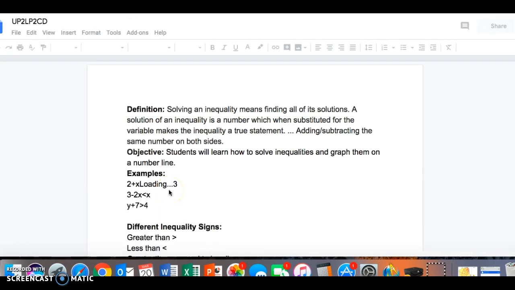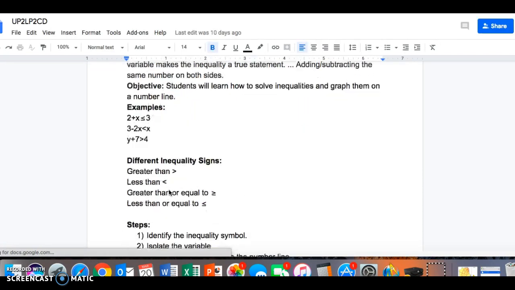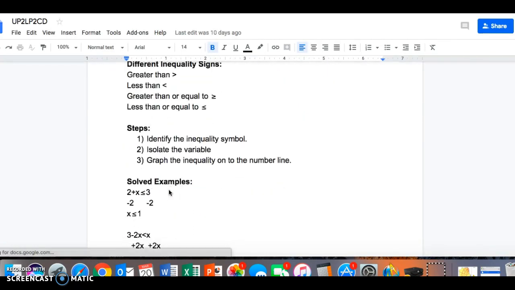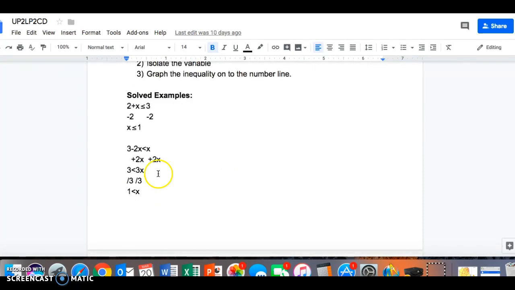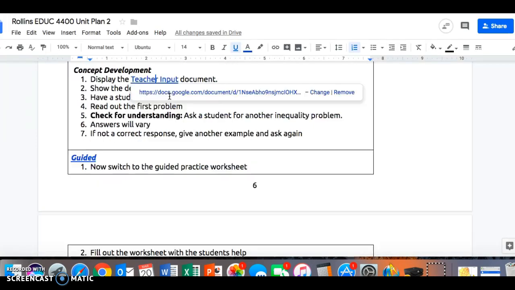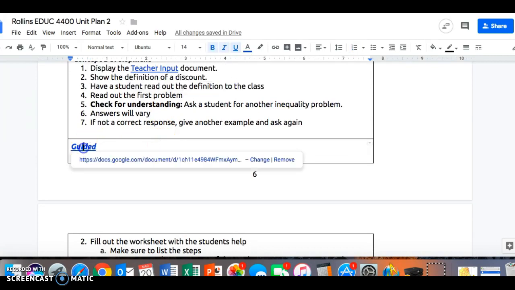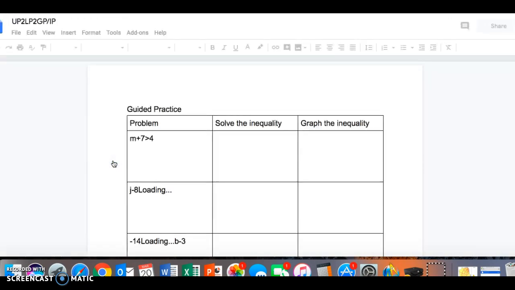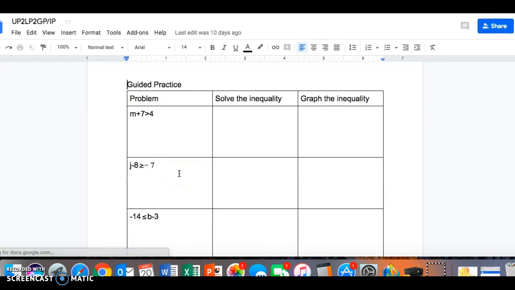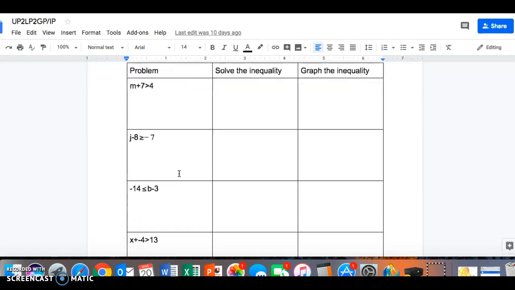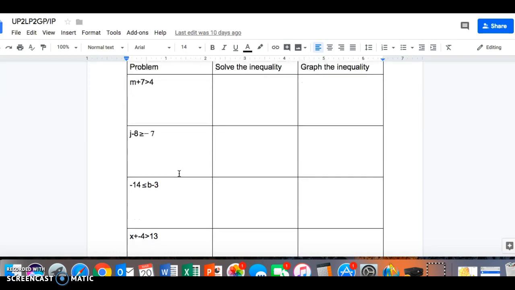Here's teacher input. And then this one is solved examples right here. Here's the guided practice. I think it has the same format. Yeah. So this one mainly focuses on the three main things: solving the inequality and then graphing the inequality. Well, I guess two main things.